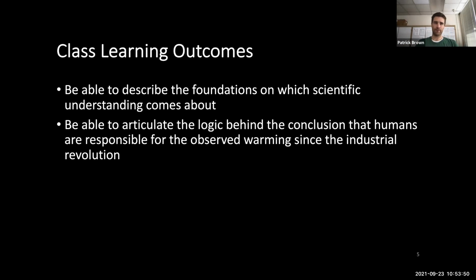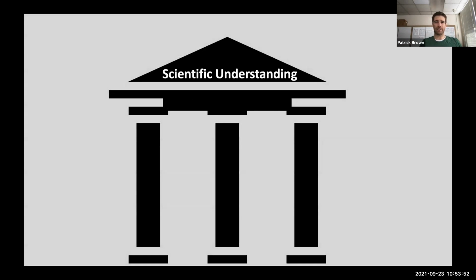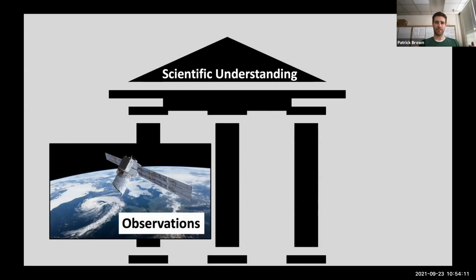So there's a lot of different ways of thinking about the scientific method, and the scientific method is not really one thing, and different textbooks will describe it differently. But this is one way of thinking about it, that you have scientific understanding on top, and then it's built on these three foundations. So one of those foundations is observations.